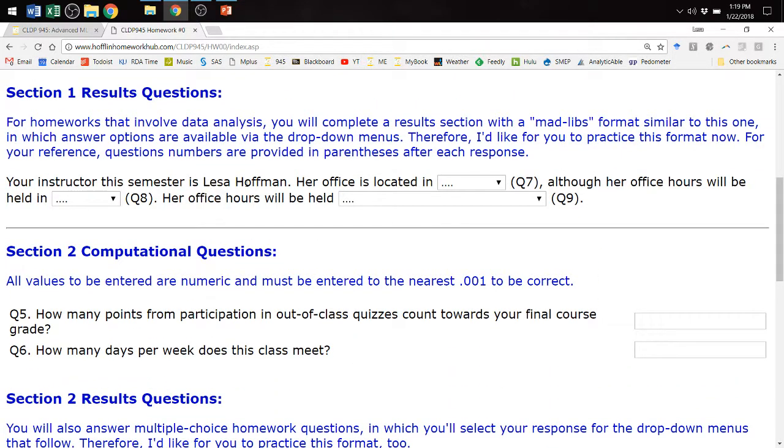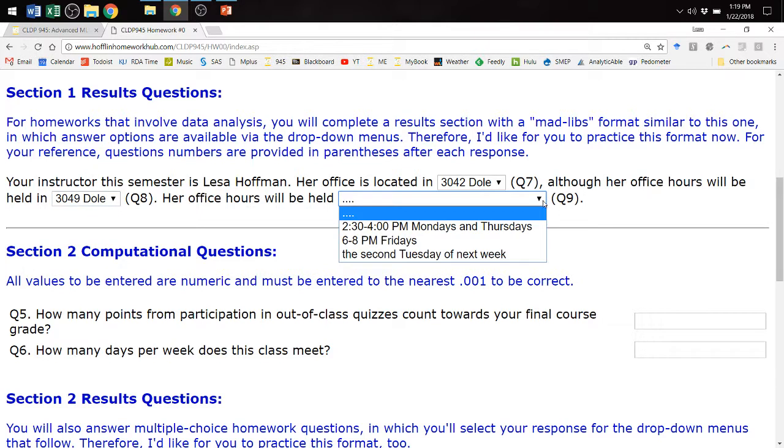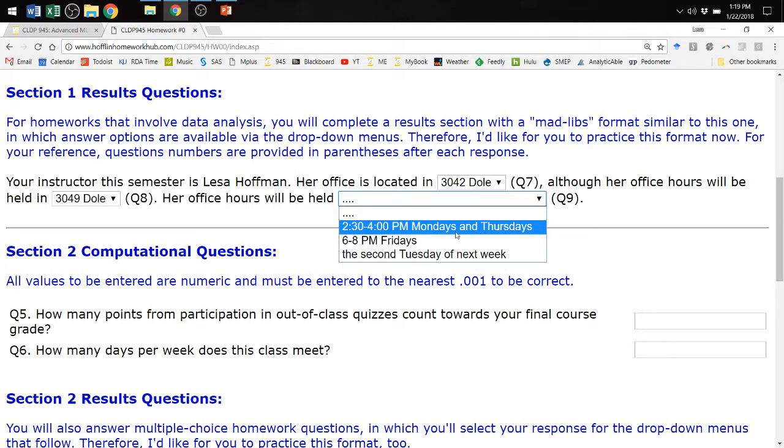So your instructor this semester is me. My office is which one? Yes, 3042, although my office hours will be held in this one, yes. 6,000 Dole does not seem likely. That would be up on the roof. And my office hours will be held, oh, with the typo. Mondays and Thursdays. It should be Mondays and Wednesdays. My bad.